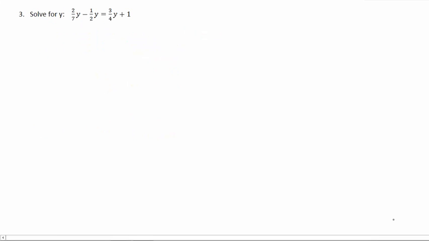Number 3. So this one has fractions. So the first step should be to clear these fractions. So we should find the common denominator. Between 7, 2, and 4, our common denominator is 28. So I'm going to multiply everything by 28. 2 over 7 times 28. So the easiest way to multiply a fraction and a whole number is to divide by the denominator and multiply by the numerator. So 28 divided by 7 is 4, times 2 is 8.